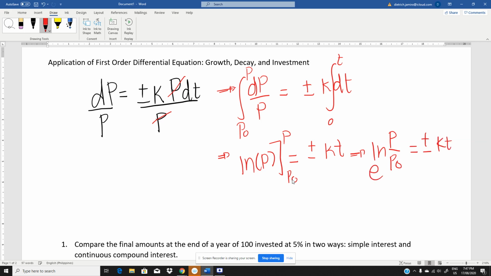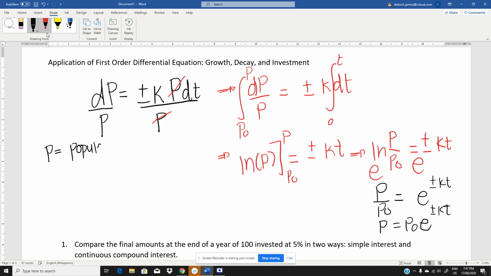Taking the exponential of both sides, we will have P over P0 is equal to the exponential of plus or minus kt. By cross multiplication, we will have P is equal to P0 times the exponential of plus or minus kt. Here, P is the population at a given time.